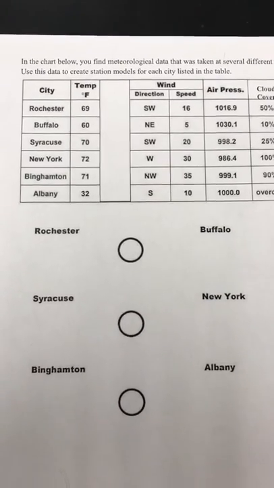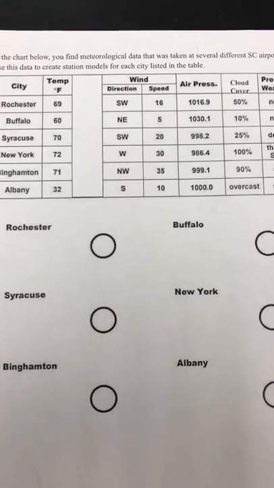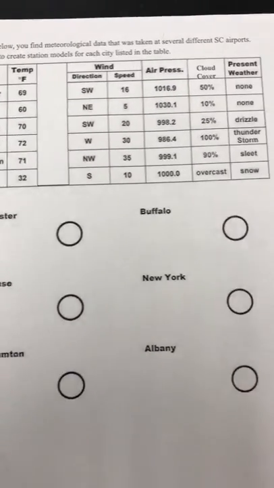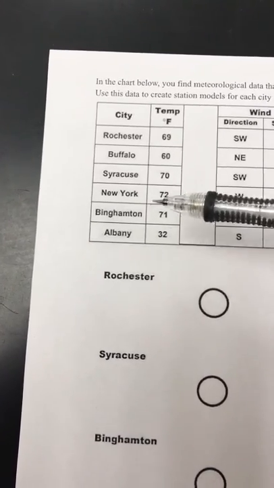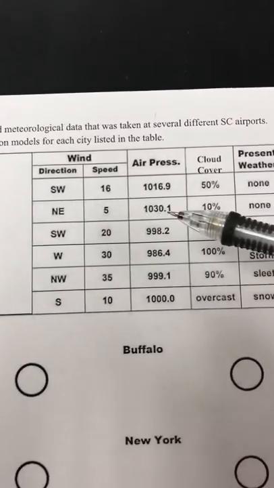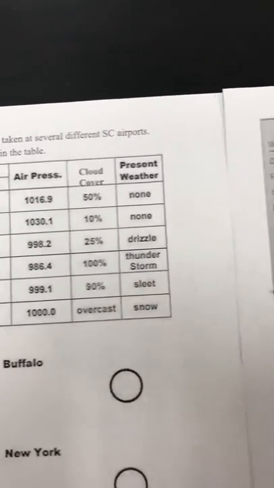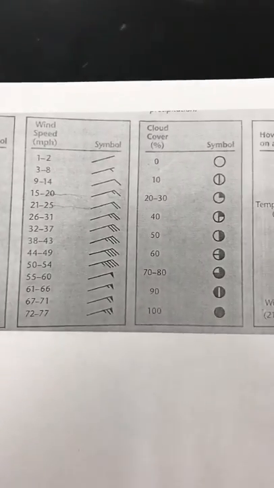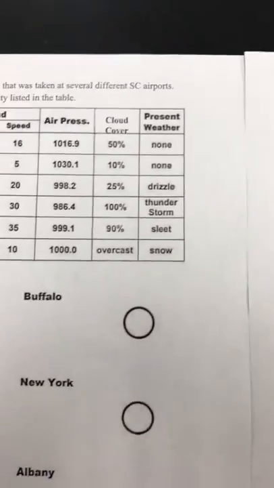Our guys tonight, you're going to be practicing making some station models. You have 6 cities that you're going to be creating station models for. The 6 cities are listed: temperature, wind direction and speed, air pressure, cloud cover, and present weather. I'm also including a chart with all of the symbols that you need to create your station model.